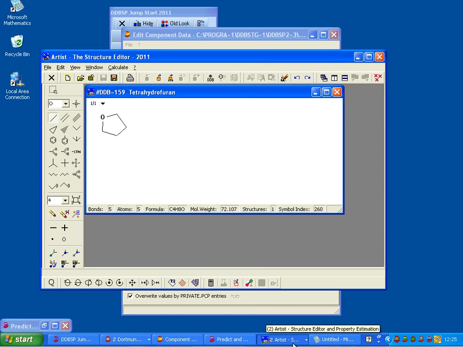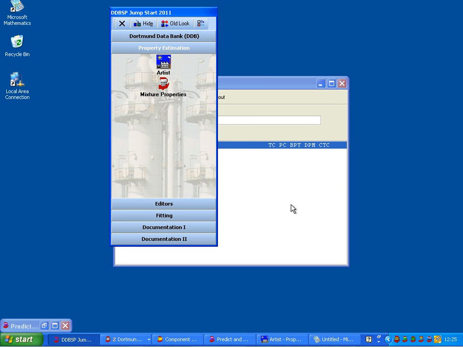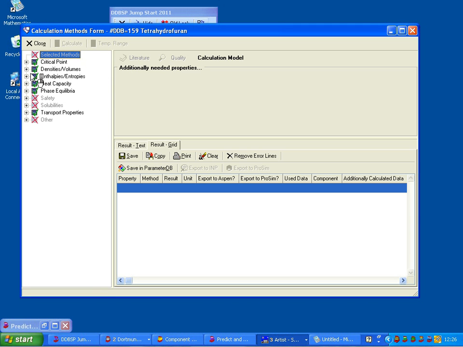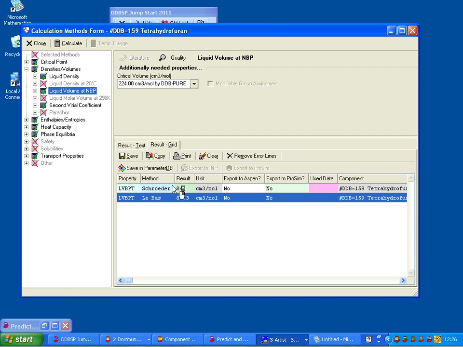and 86.14. Again, I have to calculate. It is quite good, in the middle between the two methods here.